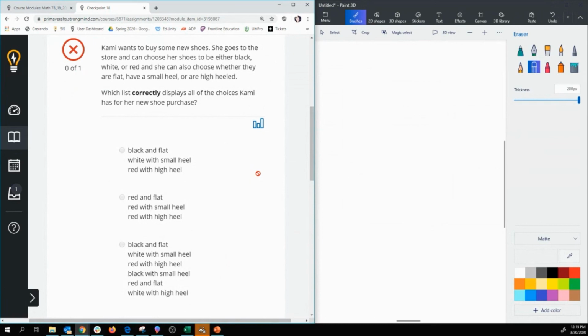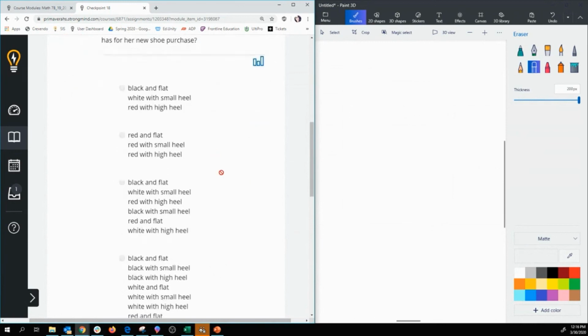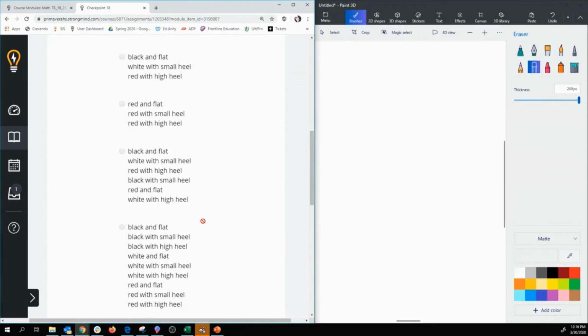Okay, well, if she wants to have black shoes, she could either have a black shoe that is flat, has a small heel, or has a high heel. If she wants white, she can either have a white shoe that is flat, has a small heel, or a high heel, right? Or she can have a red shoe that is flat, has a small heel, or is high heeled, right? So this is just kind of like what we've been doing with these questions before. So out of these answer choices that we have, which one do you guys think is correct?